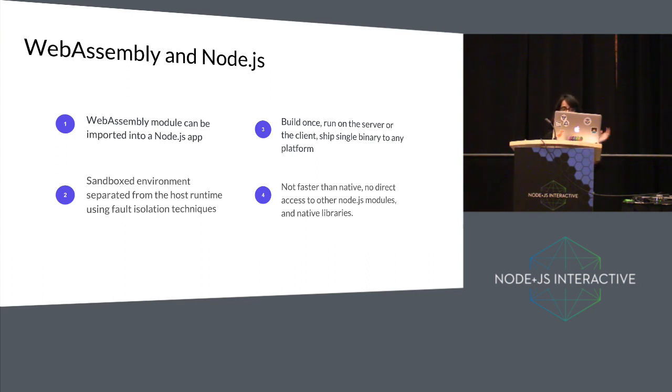WASM on the server allows you to ship a single binary to any platform. So you get some portability here: you can compile once and run everywhere. Or if you were looking for code reuse, you can run the same code on the server and the client without having to recompile. There's also security. Like I was talking about a couple of slides ago, one of the design goals is that it runs in a sandboxed environment.